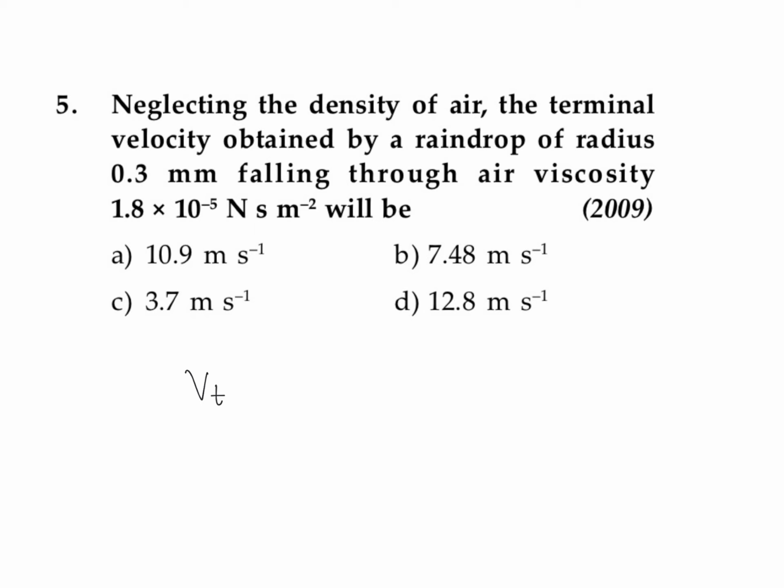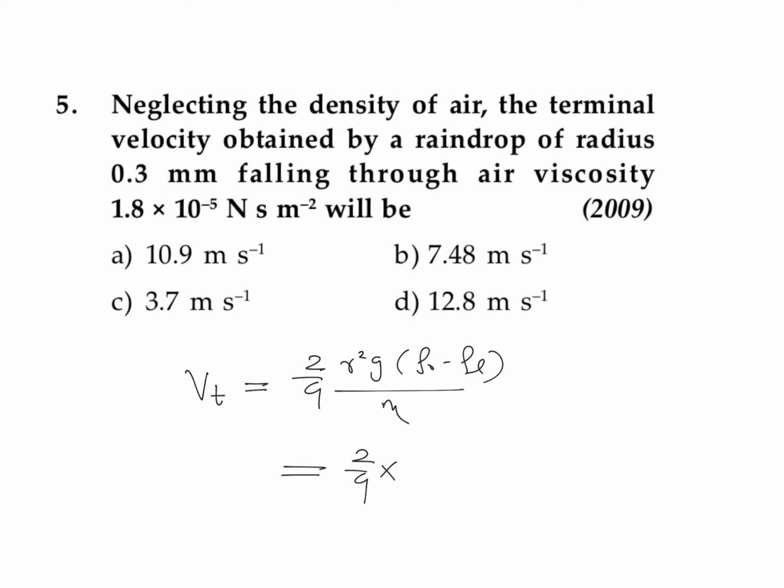It is given that, neglecting the density of air, find the terminal velocity obtained by a raindrop of radius 0.3 millimeter falling through air of viscosity 1.8 × 10^-5 newton second per meter squared. So we know that the terminal velocity equation is 2/9 × r² × g × (density of object minus density of liquid) divided by the coefficient of viscosity, eta.